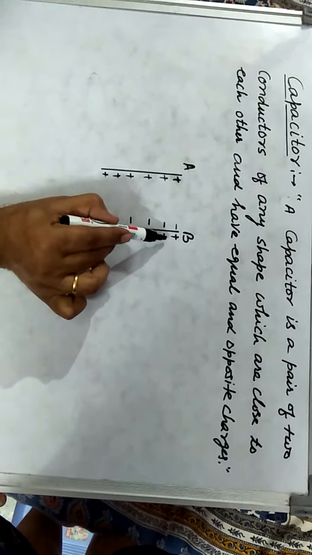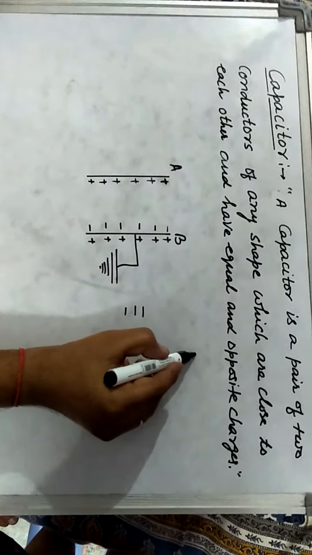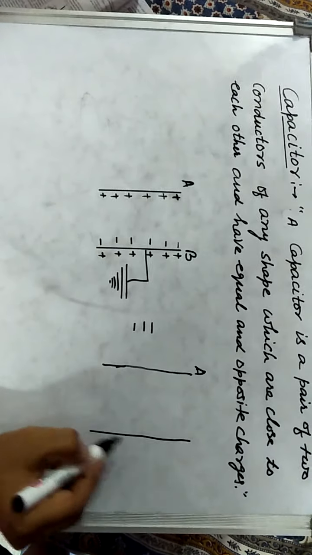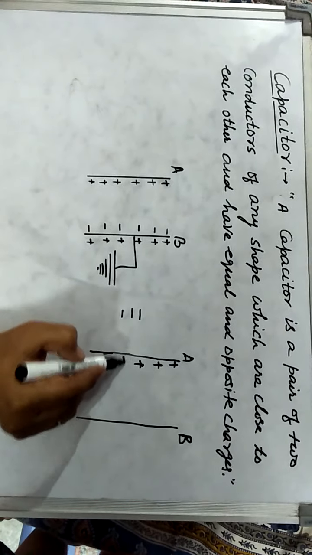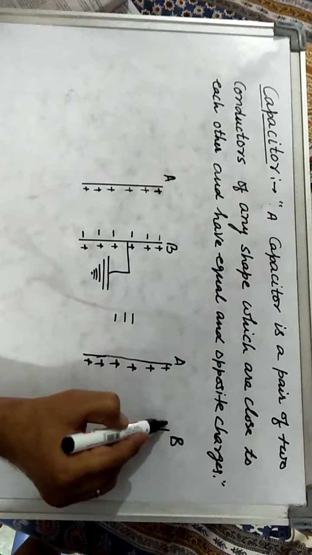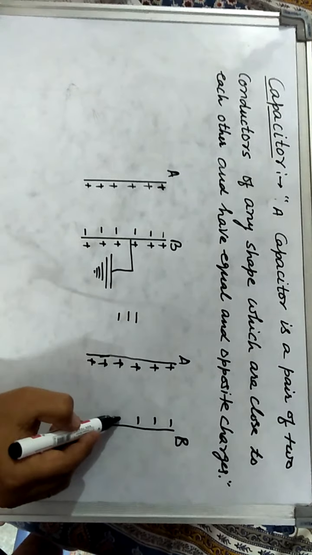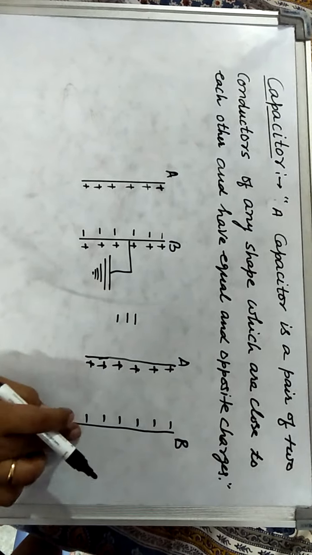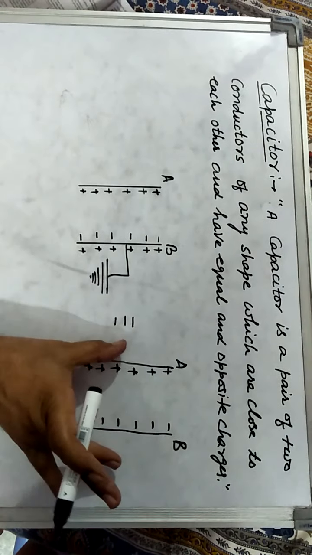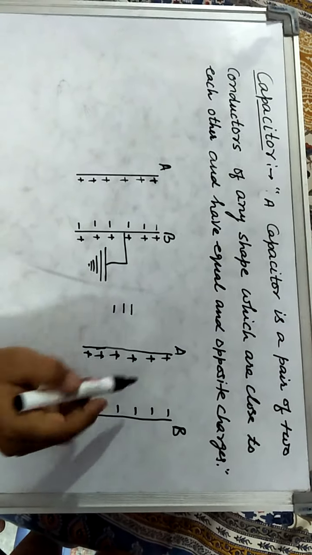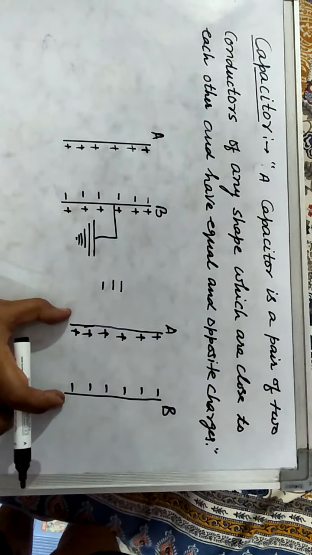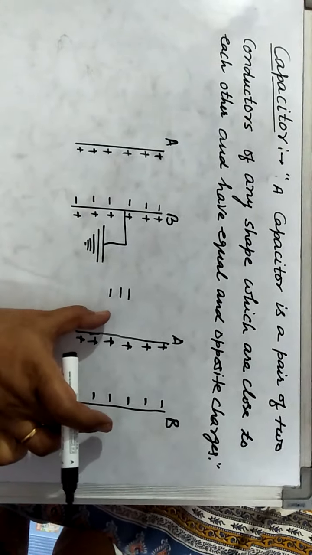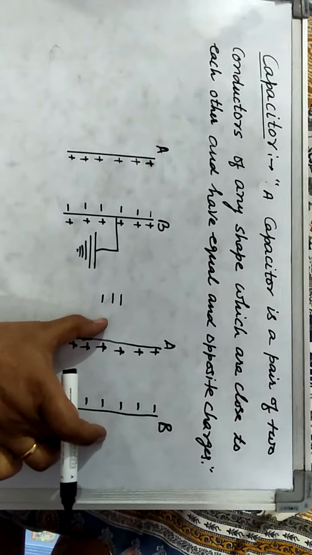And now here you will get only this plate A and this one is plate B. Here this charge is suppose positive. The same amount of negative charge is left on the inner surface of plate B. Now it behaves like a capacitor which has equal and opposite charges separated by a small distance. And this one is called a parallel plate air capacitor.